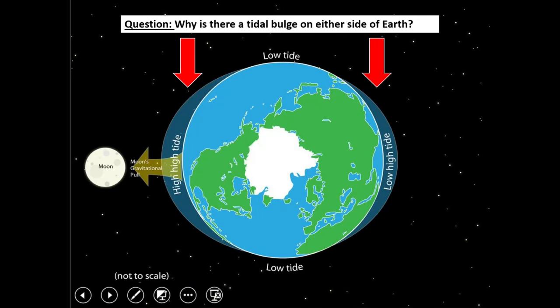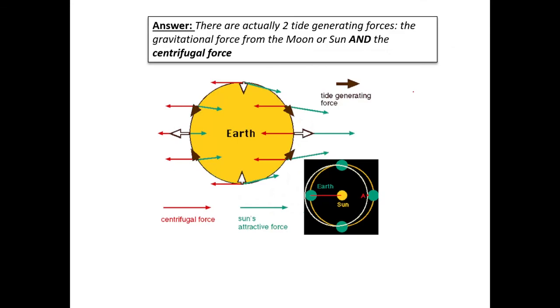So why are there tidal bulges on both sides of Earth? That's a good question. Because the Moon's gravitational pull is creating this high tide over here. But why is there also a high tide bulge over here? Well, that has to do with the centrifugal force being generated by Earth's rotation and its orbit around the Moon. So there are actually two tide-generating forces. There's the gravitational force of the Moon and Sun, and there's centrifugal force.